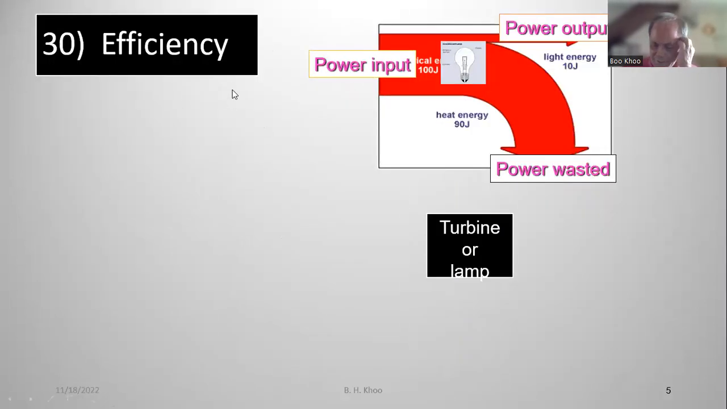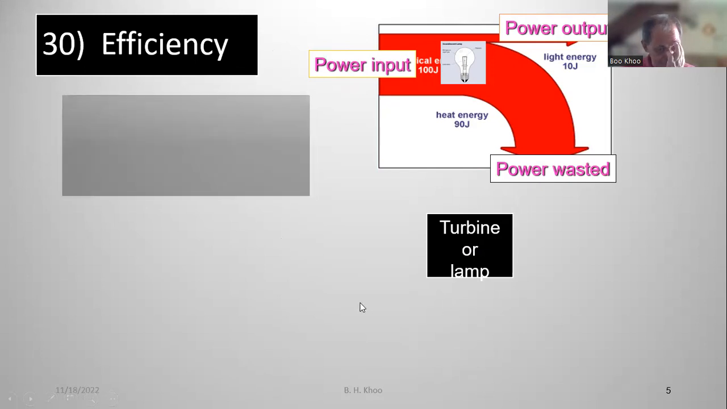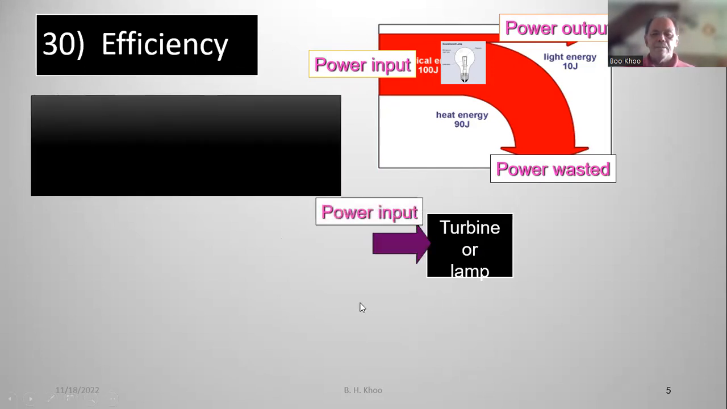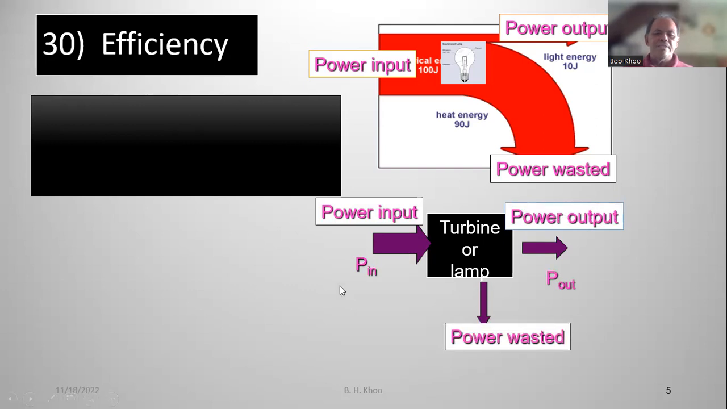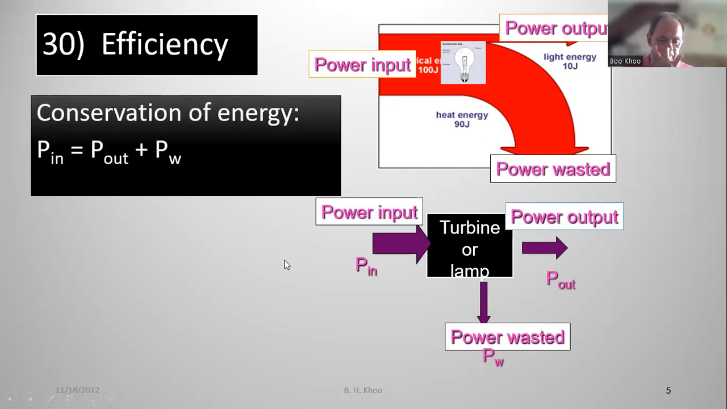Right? You can draw a picture to help us understand how efficiency is defined: the power input, that's your bulb, and then the power output and power wasted. Or we can draw, right? That's your device. It can be a turbine or a lamp. That's your input power. That's your output power. And there's your power wasted. So conservation of energy, conservation of power, same thing, power or energy. Right? Input power, power output, power wasted.